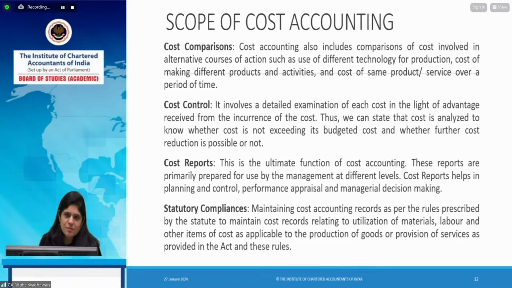And cost reports. Because management accounting is also part of the name, reporting has to be there. The ultimate goal of cost accounting is the information. Whatever the costing, cost analysis, cost control, whatever deviations, everything has to be reported to the management. The information will be presented in the form of some formats, some periodical statements, aligned with the objective and requirement of the management.